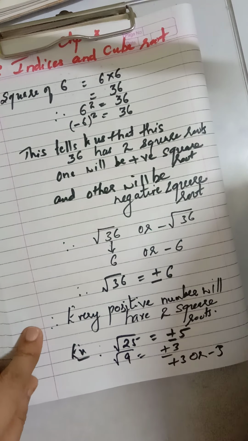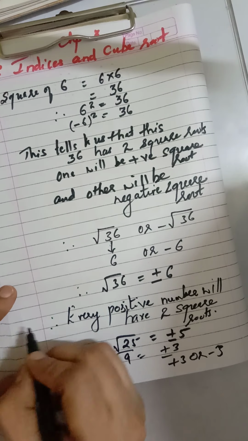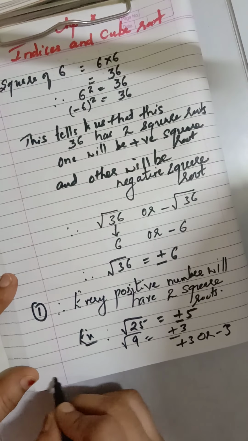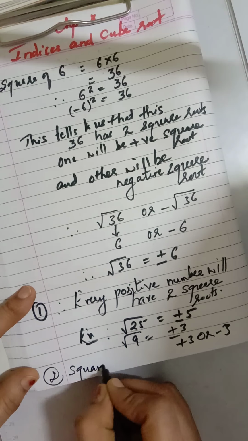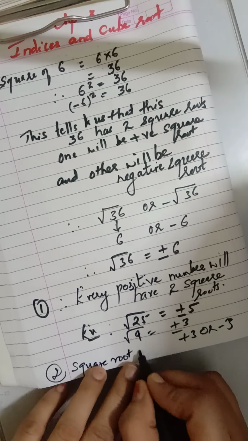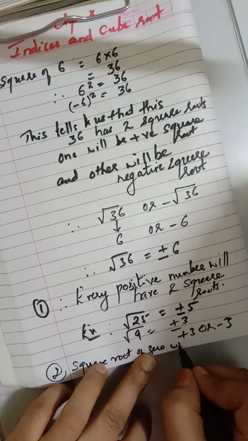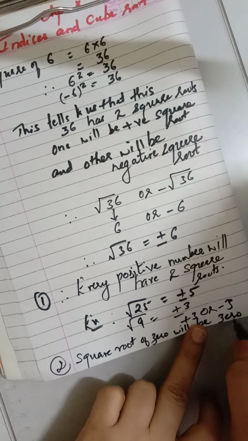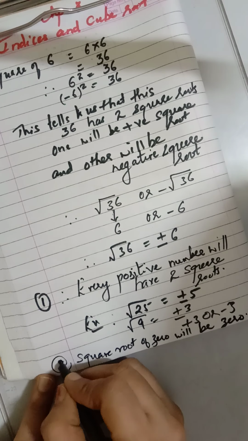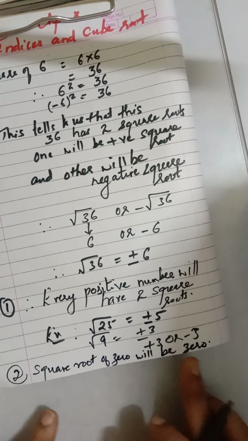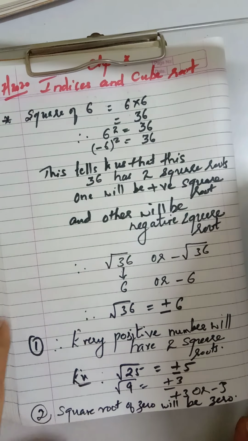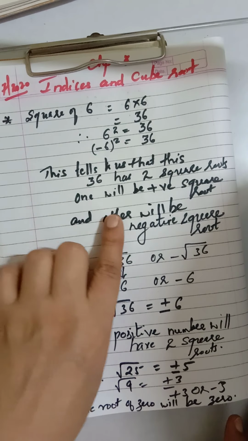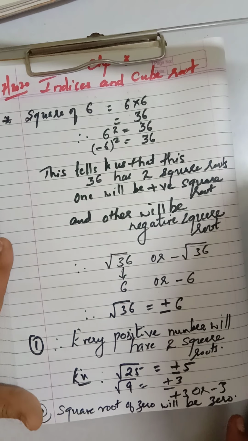So children, remember one more point. What is the first point? Every positive number will have two square roots. And the second point, write down: the square root of 0 will be 0. This is the second point. Now this much you have learned last year, how to find the square of a number by multiplying, and then find the square root.